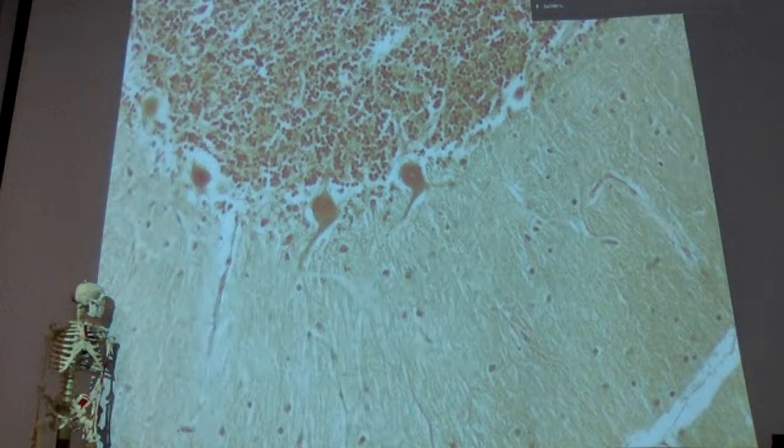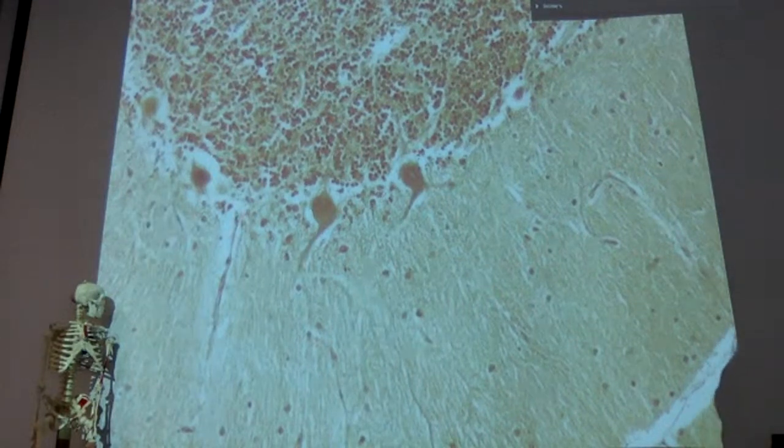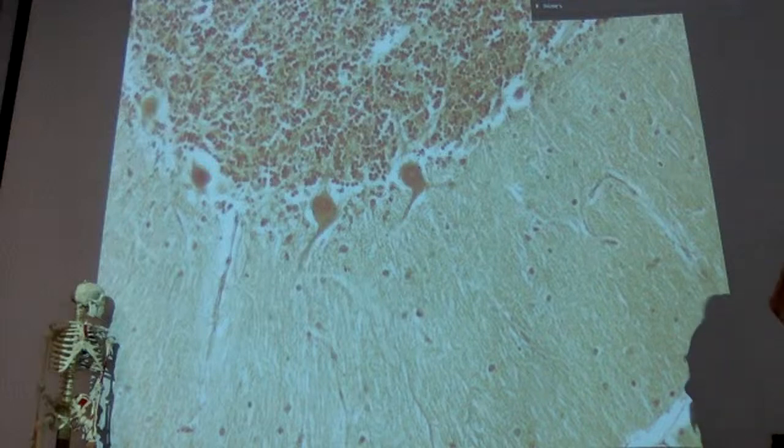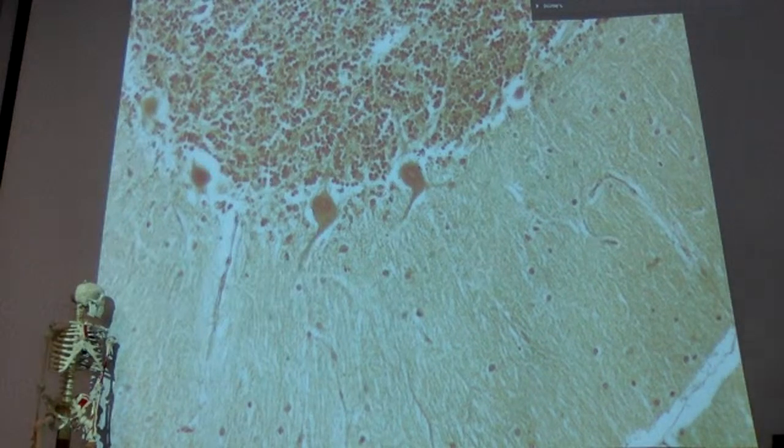So once again, these are in the central nervous system, so they're multipolar shaped, but the term for these cells is Purkinje cells. They're found in the cerebellum.